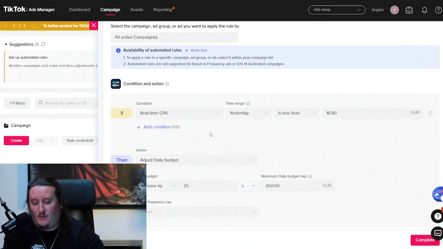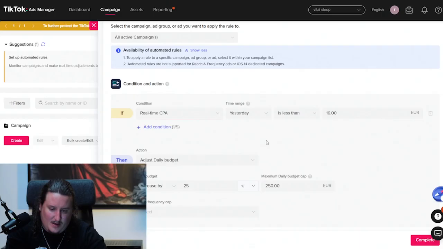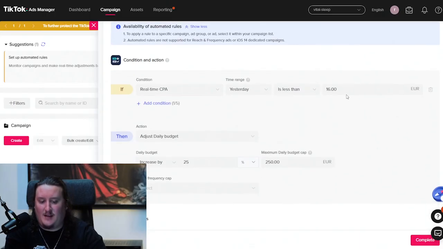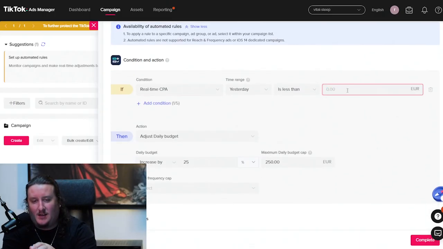So once again, real-time cost per acquisition, that's the same thing as on Facebook. So think about it as conversions. When I spoke about it on Facebook, you're not optimizing these rule sets for traffic campaigns or reach campaigns. It's only for conversion campaigns, okay? So yesterday, less than $16. Once again, this figure will be completely up to you. It doesn't have to be $16. It can be whatever strike price you want it to be.